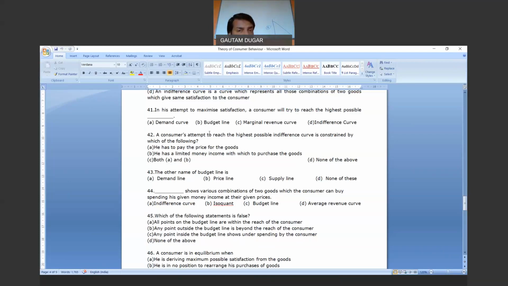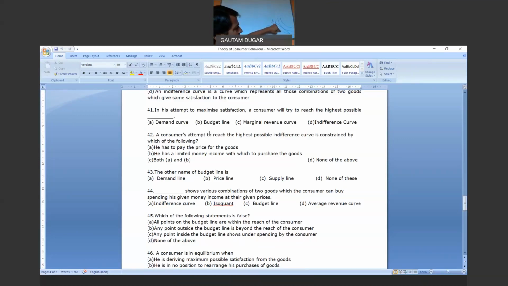Now, an indifference curve all throughout shows the same level of satisfaction. And in an indifference map, we know a consumer will always want to be on the highest indifference curve. But for any equilibrium, you must remember that the budget line and the indifference map will have to be clubbed together. The budget line and the indifference curve will have to be brought together.